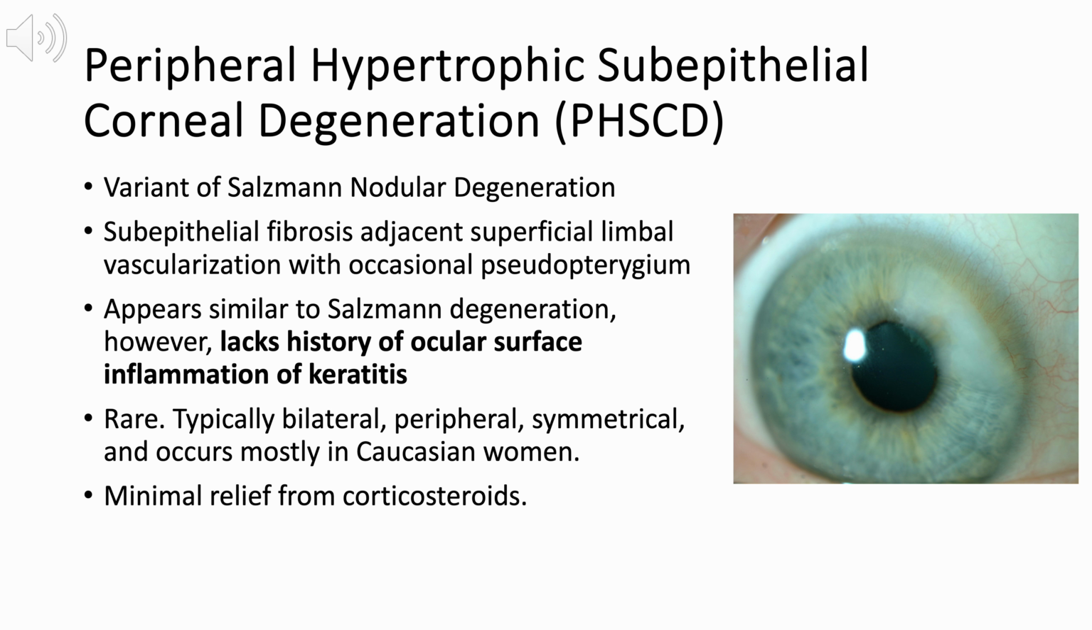The picture on the right is a picture of PHSCD, which shows a slightly elevated whitish subepithelial band-like opacity near the limbus. The lesion appears to follow the arc of the corneal periphery and is located adjacent to the vascularized superficial limbal area. You can note the clinical resemblance to a Saltzman nodule.